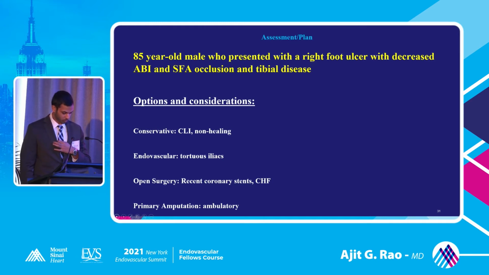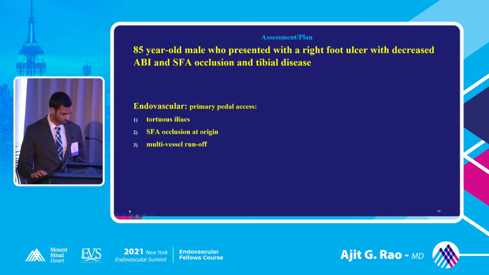Thinking about the other options, so open surgery, he had recent stents and CHF, so he's not a great candidate. And he is ambulatory, so doing an amputation, especially for a toe ulcer, is not a good option. So we went for endovascular. And of course, this is a pedal artery access case, so that was our ultimate access route.